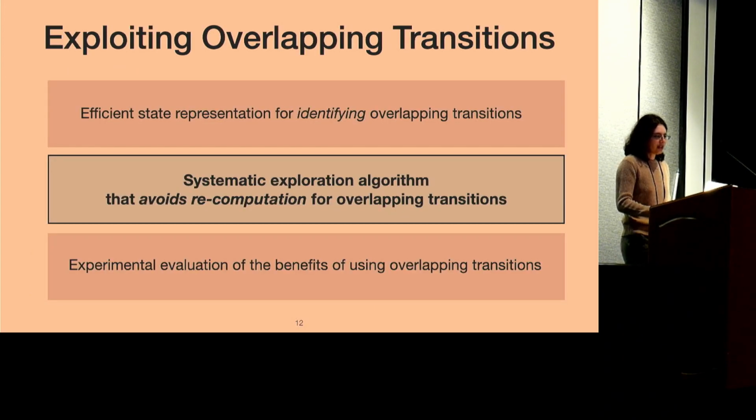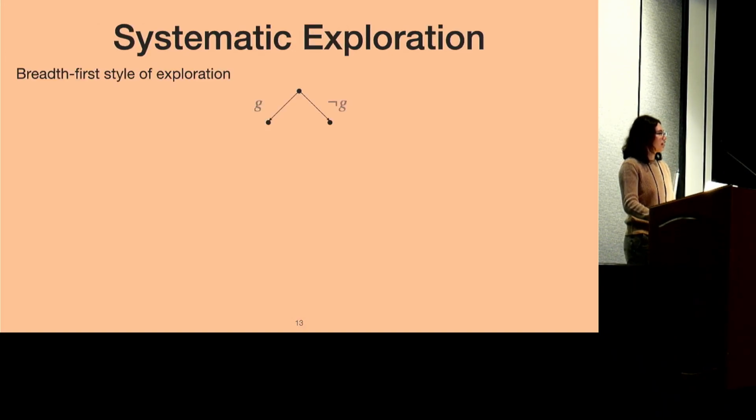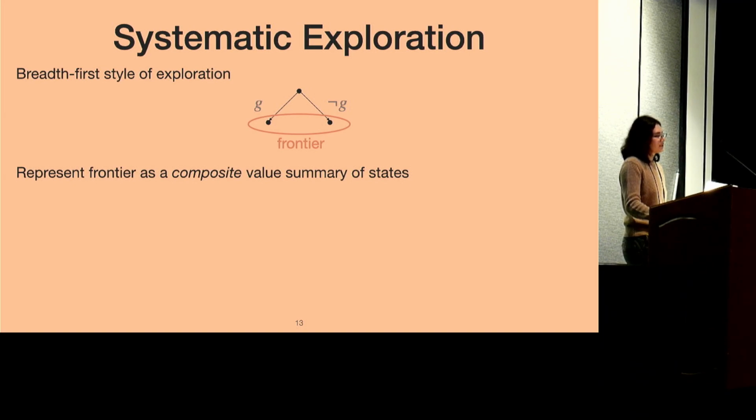So now I'd like to talk about the exploration algorithm. We're going to proceed in a breadth-first manner. If this is our execution tree, where we've labeled the transitions with their SCI guards, then we're going to be considering a frontier of states. And what we'll do is represent this frontier as a composite value summary of the states in it.